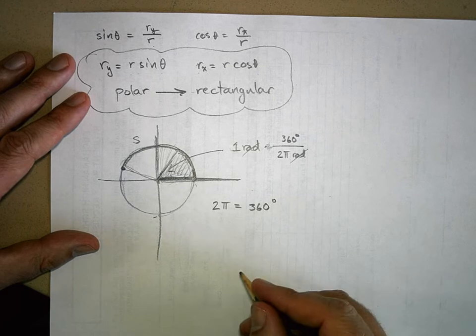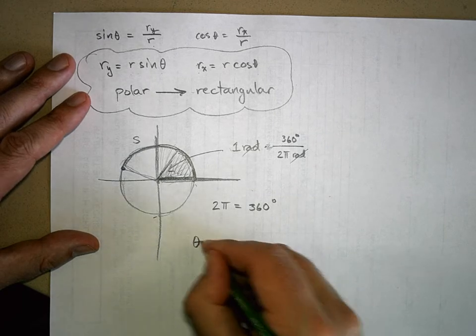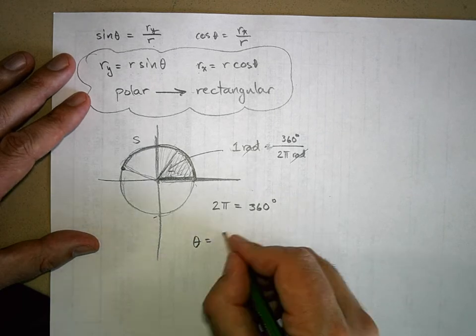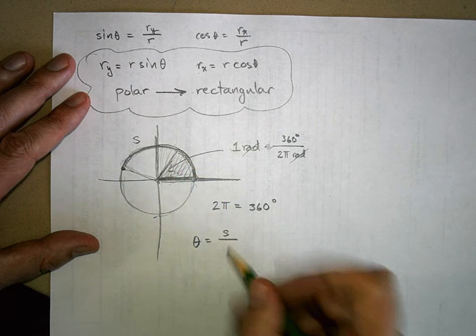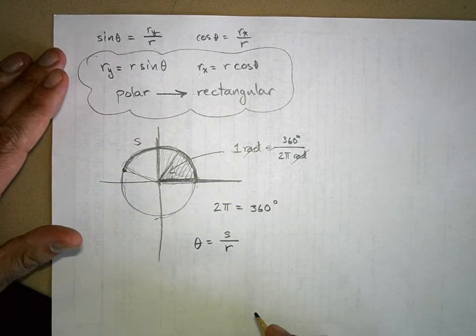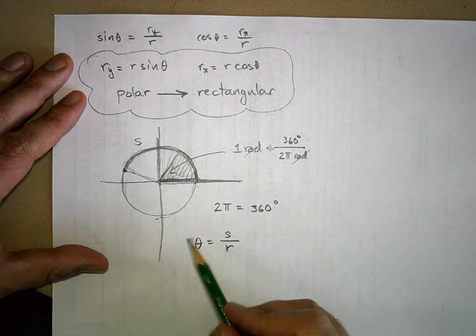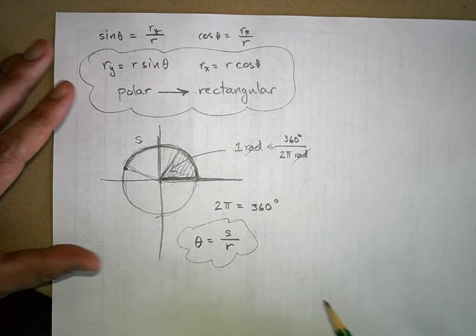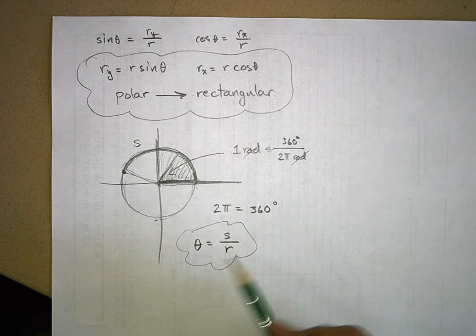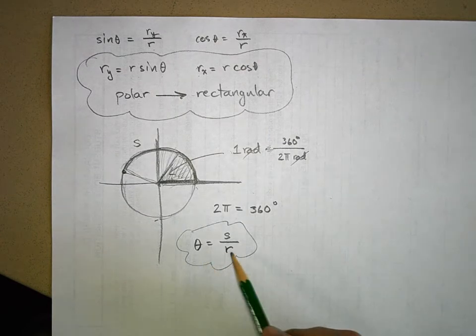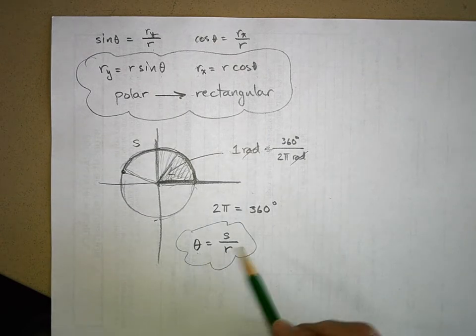So theta in radians will be equal to S, that is this arc length, over R. This is going to be a big deal here pretty soon. We're going to use that for other stuff. So this will tell you what your angle is in radians.